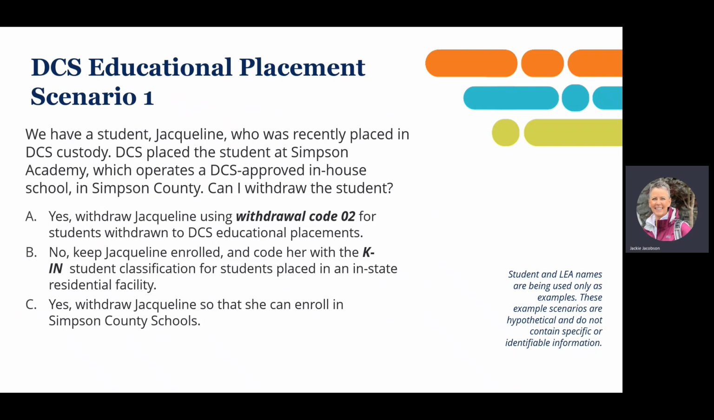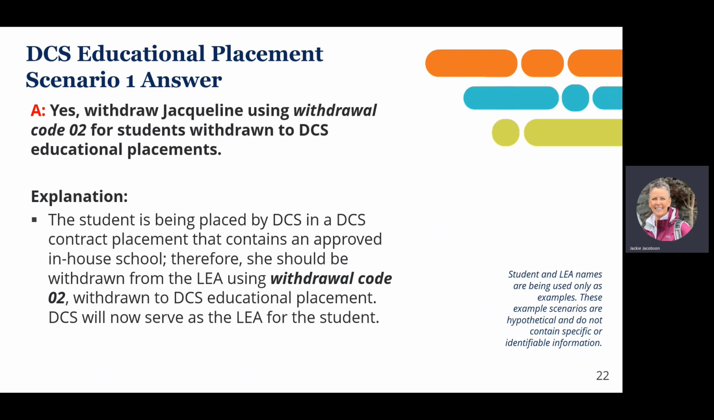A, yes, withdraw Jacqueline using withdrawal code 02 for students withdrawn to DCS Educational Placements. B, no, keep her enrolled and code her with the KN student classification for students placed in an in-state residential facility. Or C, withdraw Jacqueline so that she can enroll in Simpson County schools. I'll give you a couple of seconds to think that through. And the answer is A.